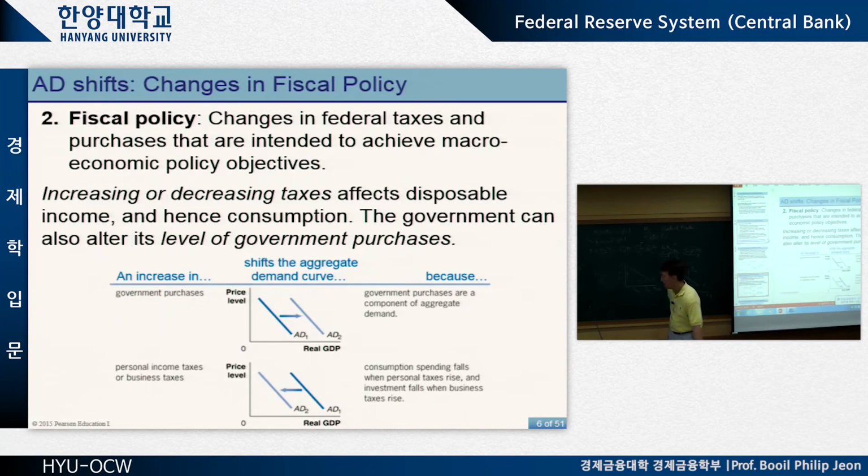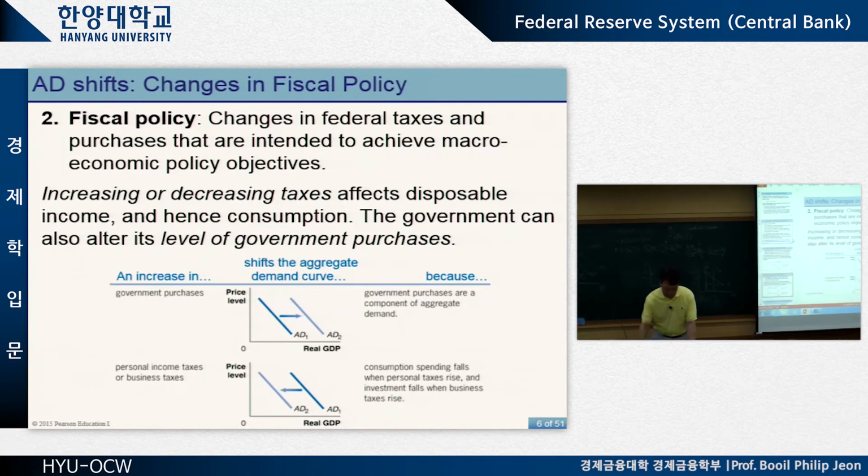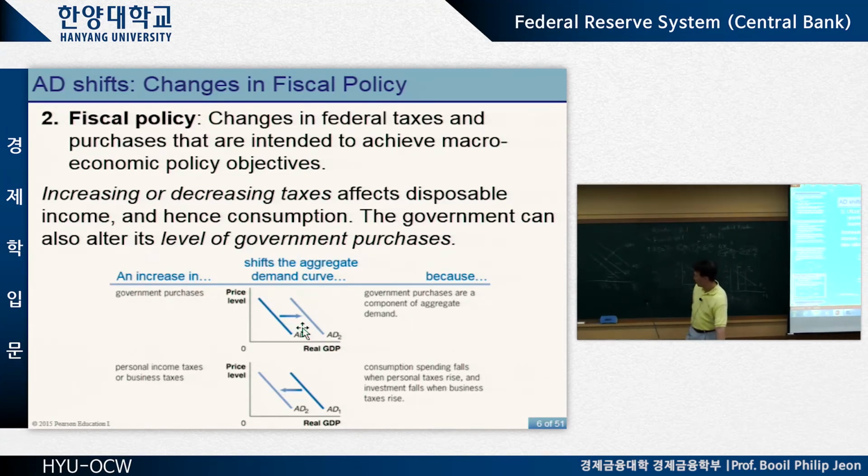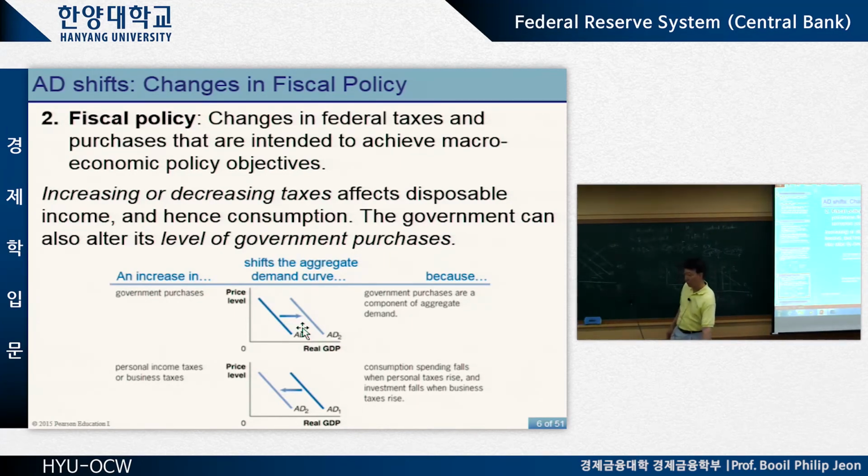All right. So here we talk about a few cases. When government purchases increase, the aggregate demand increases, of course. Then you know what happens. If the aggregate demand increases, income and output will increase, employment will increase. And that's what we call expansionary policy.